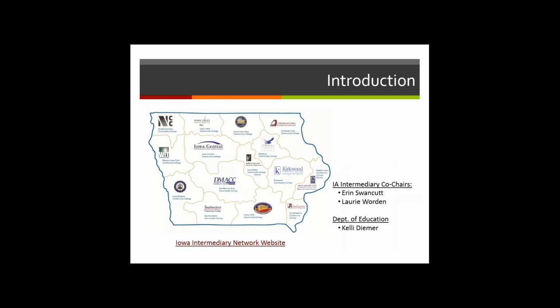As you can see by this map, the intermediary programs are broken down across the state by community college regions. So whatever community college you associate with, whichever region you're in, is the learning intermediary in that area who would serve you. At the end, we'll include contact information for each of your intermediaries. This is the general view of where we're at and how we're broken down. Some of our program names are listed there.